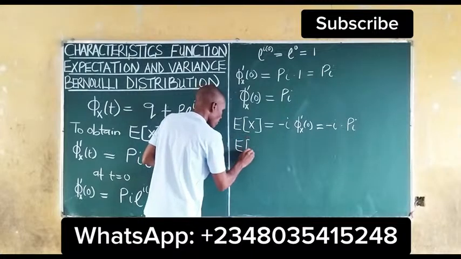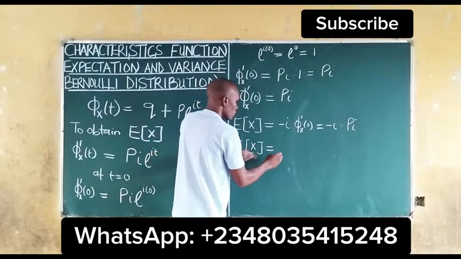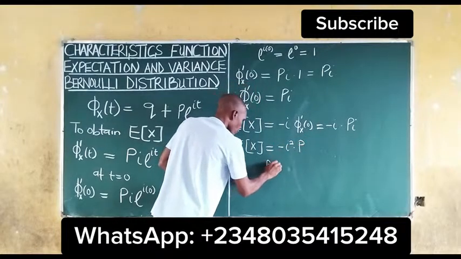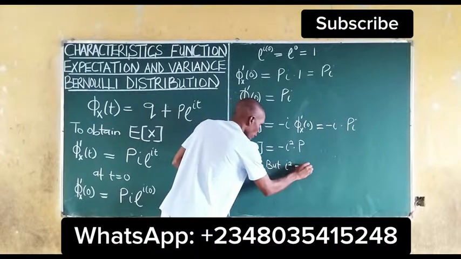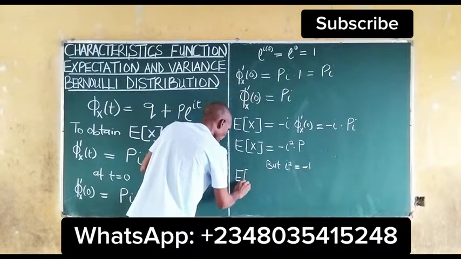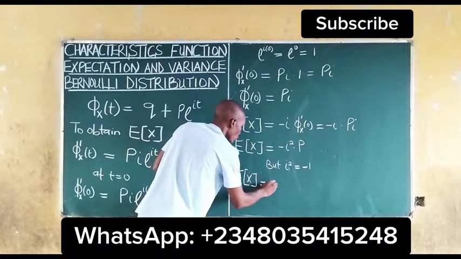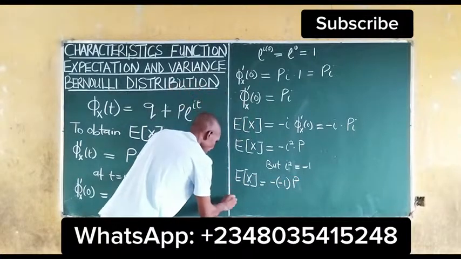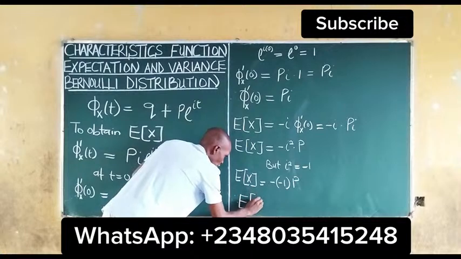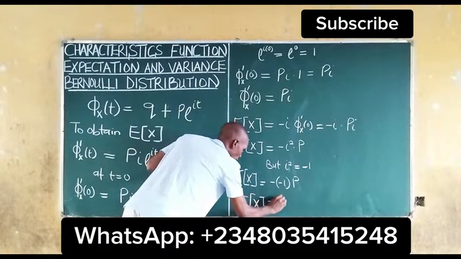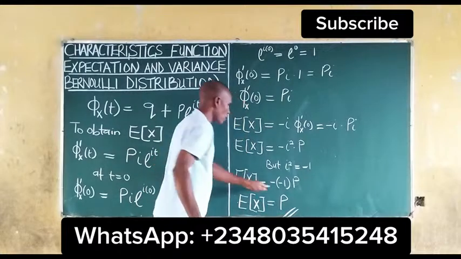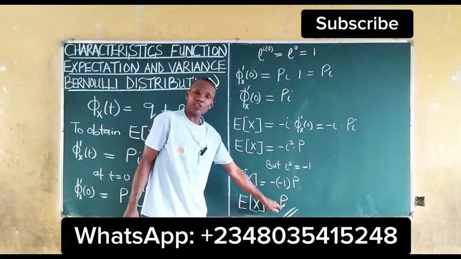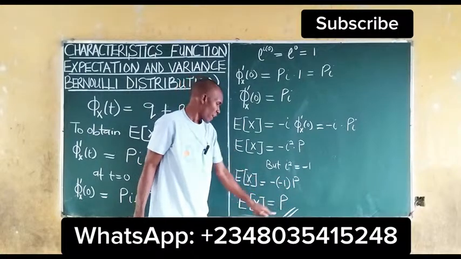So our expected value of x is equal to negative i squared multiplied by p. We said i squared is equal to negative 1. It then means that our expected value of x is equal to negative into negative 1 multiplied by p. The negative sign will cancel the negative sign, and 1 multiplied by p will give us p. So the expected value of x is p.